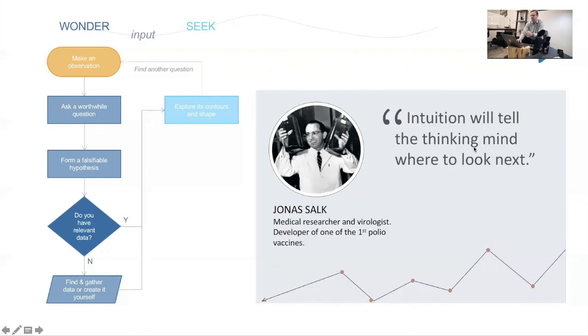So I love this quote by Jonas Salk, who is known as one of the individuals who came up with the very first polio vaccine, again in the 20th century. "Intuition will tell the thinking mind where to look next." So there's no way for me to tell you whether your next question is more relevant or interesting or important or not. That's up to you and your own intuition about your environment.